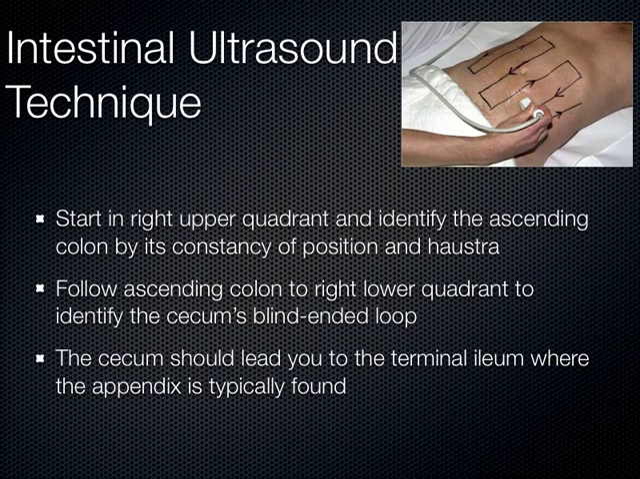You're going to follow that ascending colon. First, I go down to the right lower quadrant, looking around where the appendix would be, okay? And the cecum's got a blind-ended loop down there, and that's the location where you'll find the terminal ileum, and the appendix will pop right off the terminal ileum. And do I always see those structures? No, but I know that that's where they're supposed to be, and really what I'm doing, especially when it comes to appendicitis, is I'm looking for a non-compressible tubular structure down there. I'll get into that in a minute.